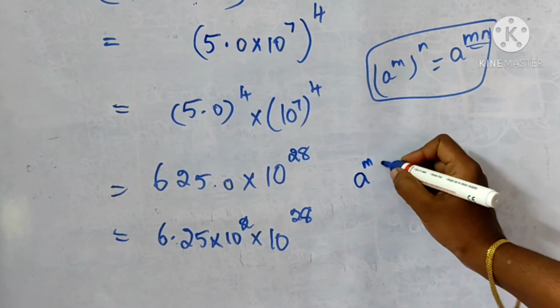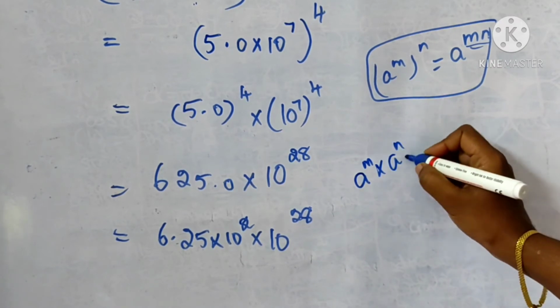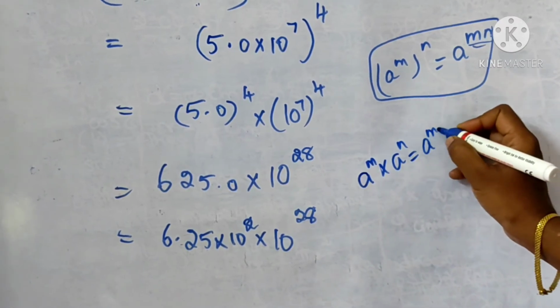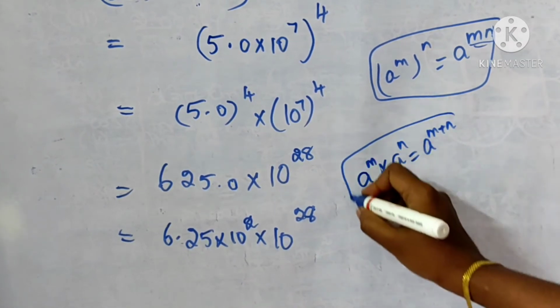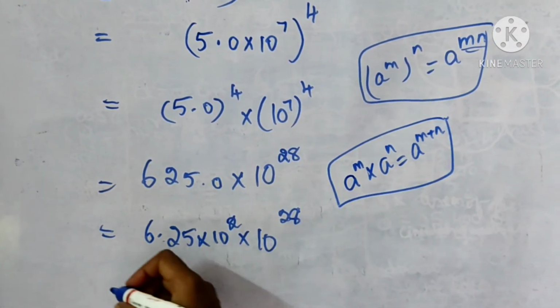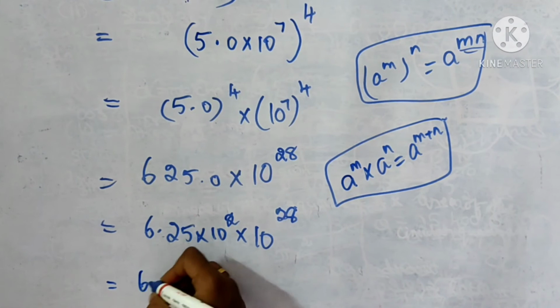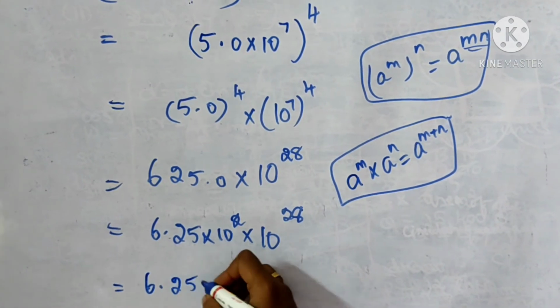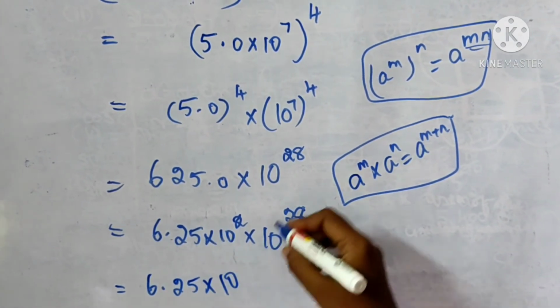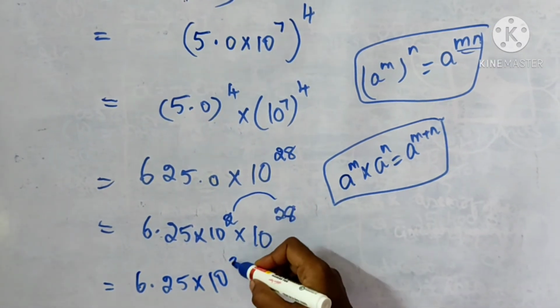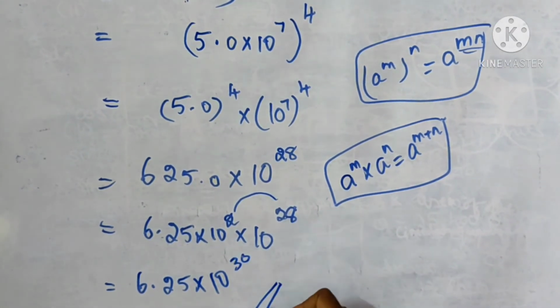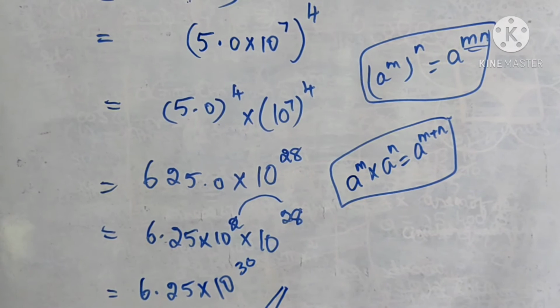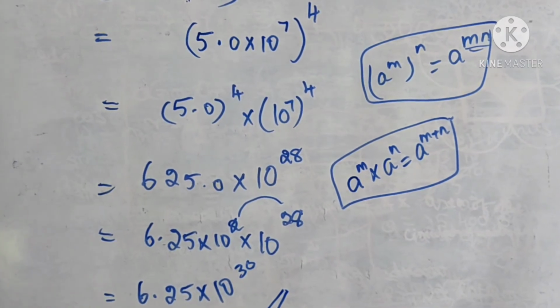Again we use one more formula: a power m into a power n is equal to a power m plus n. We add the power values. So 6.25 into 10 power, here 28 plus 2, we get 30. So this is the scientific notation of 5 crore the whole power 4.